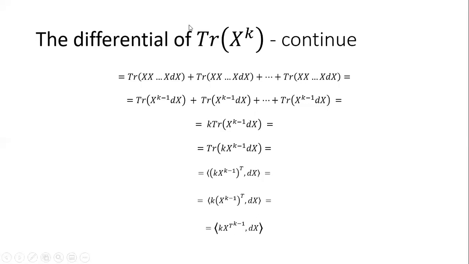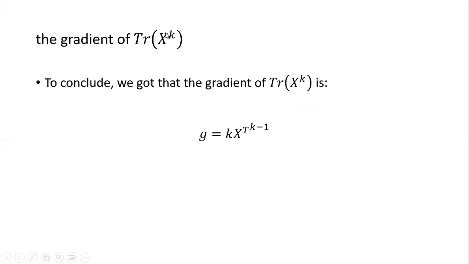And so we got that the differential of the trace of x to the power of k is the inner product of the scalar k multiplied by the matrix x transposed to the power of k minus 1 with the differential of x. So by the definition of the gradient, you can see that the gradient of the trace of x to the power of k is the scalar k multiplied by the matrix x transposed to the power of k minus 1.